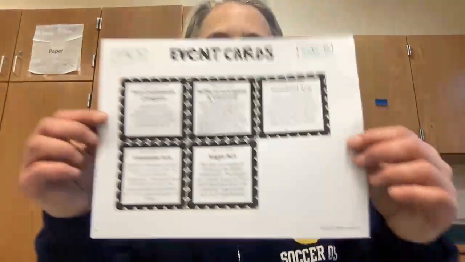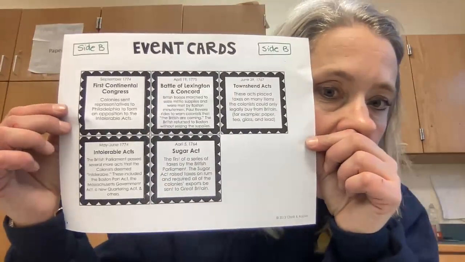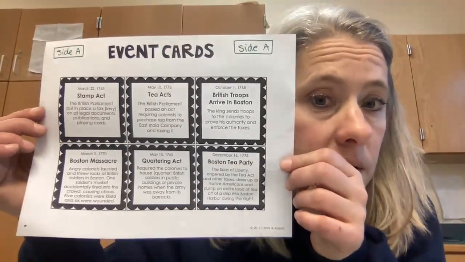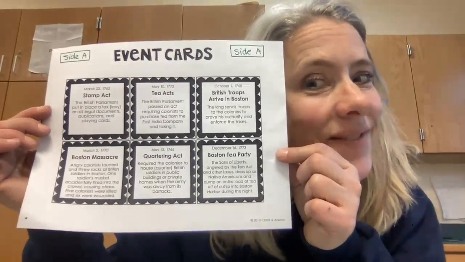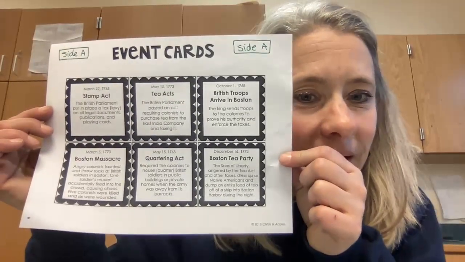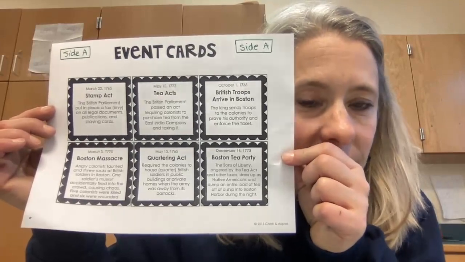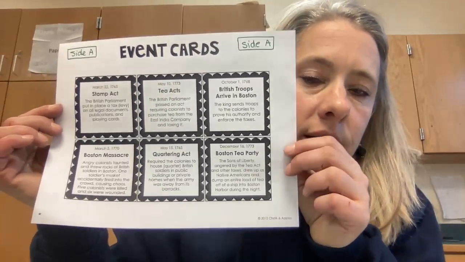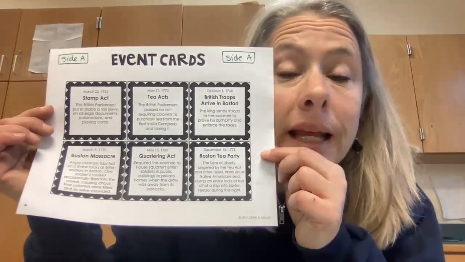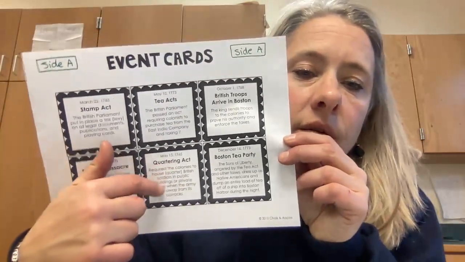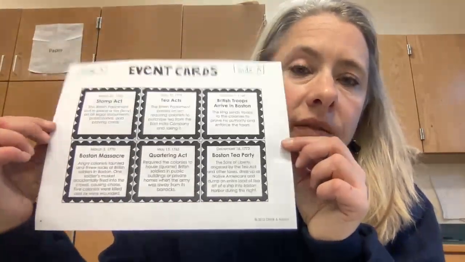All right, let's look at the event cards and find May 15th. Is it on this one? Nope, not side B. Yours is going to be double-sided, by the way. Is it on this one? If it's not on side B, it's going to be on side A. All right, where is it? May 15th, 1765 Quartering Act. It doesn't have to do with quarters, the money. All right, so then you read this and you fill in the missing info on your timeline sheet.